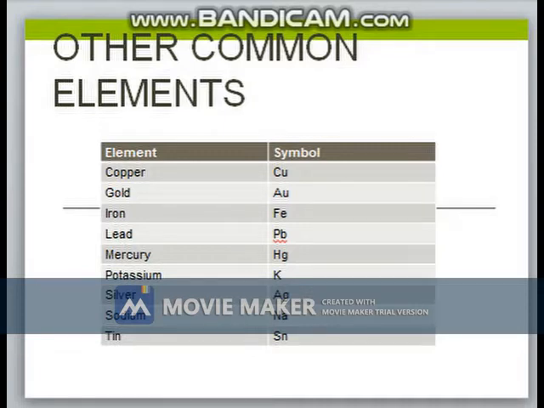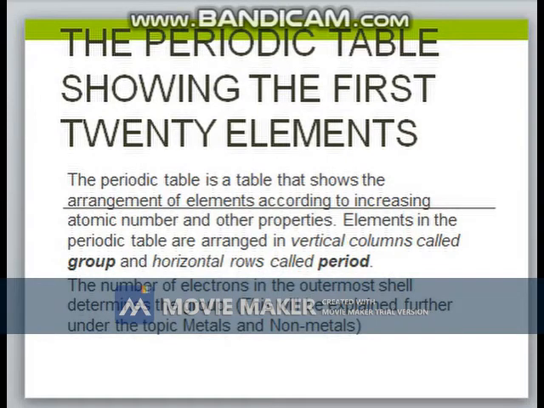So we come to the periodic table. Now these elements, which are the first 20 elements, were not there just because they are elements, but they were arrived at through some research work, and they have been arranged and put in a table form. The periodic table showing the first 20 elements. The periodic table is a table that shows the arrangement of elements according to increasing atomic number and other properties.